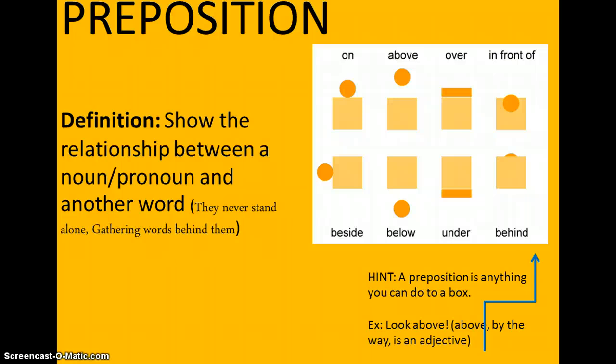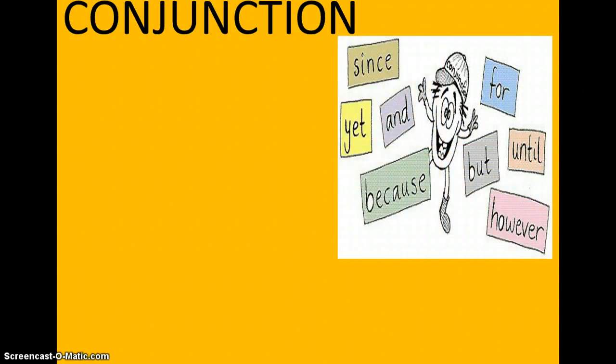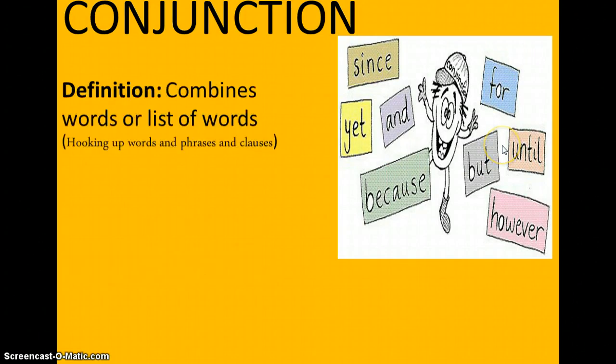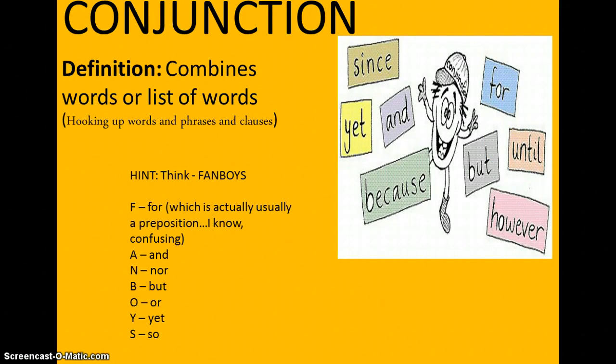That now brings us to conjunctions. Conjunctions are the parts of speech that you use to combine sentences during our station work. There are examples of conjunctions right here for you on the slide. The formal definition of a conjunction is that it combines words or list of words. The hint for a conjunction, and you should write this down in the allocated box, is to remember fanboys. Fanboys tells you the most basic conjunctions.